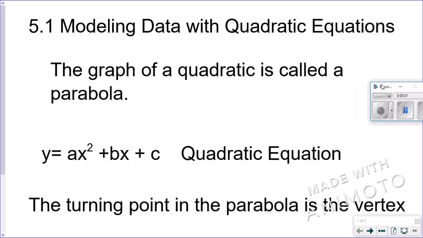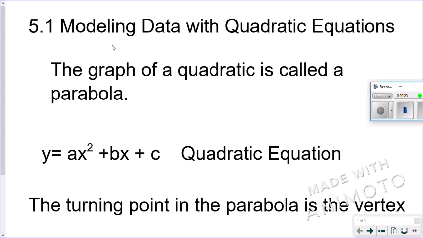All right, we're going to talk about 5.1 modeling data with quadratic equations. I know you've learned quadratic equations and parabolas and all that, and you know what the graph of a quadratic should look like. But we are going to, being given points, fit those points to a quadratic equation, which that part is probably new.